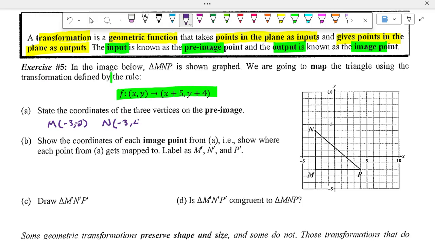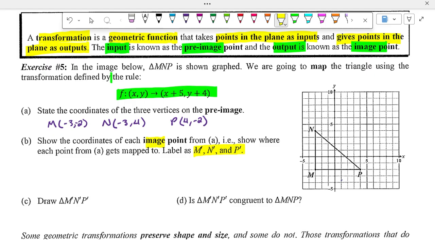-3, +4, and then finally P. So someone else for P. 4, -2. Good. So all we did was just look at the graph and figure out what the points are. Now, we're going to find the image.